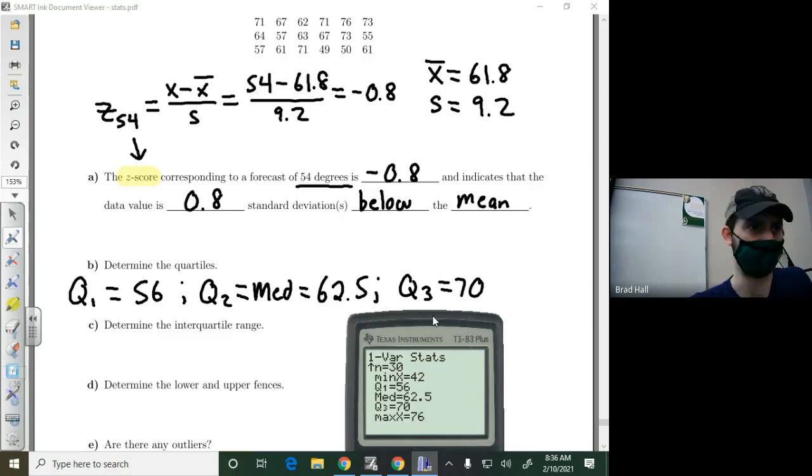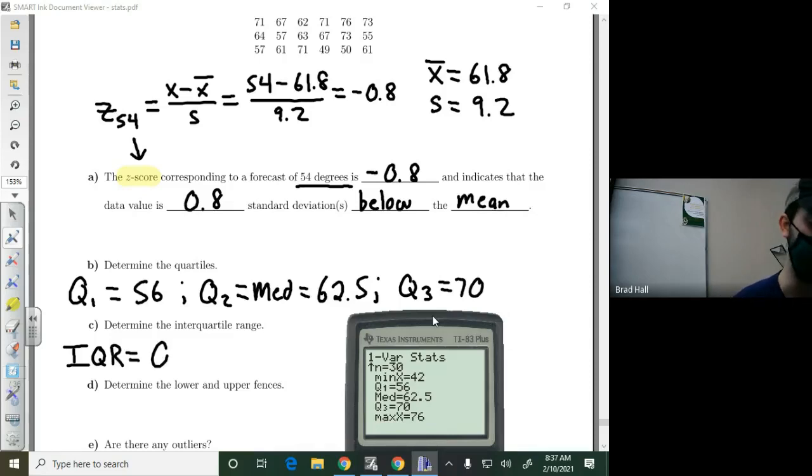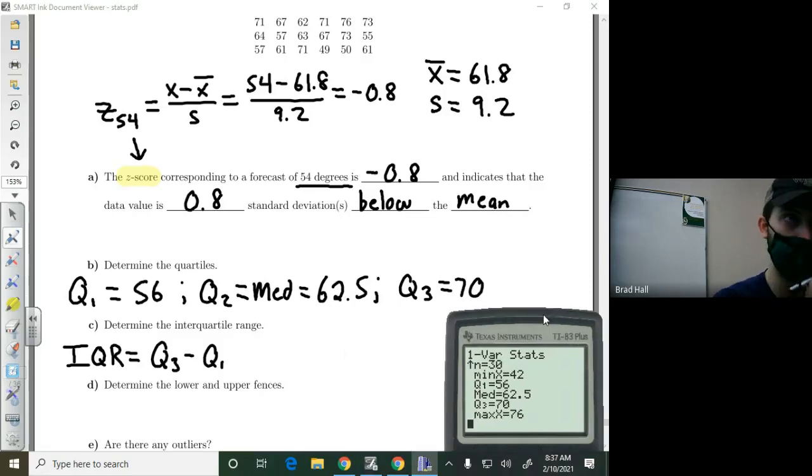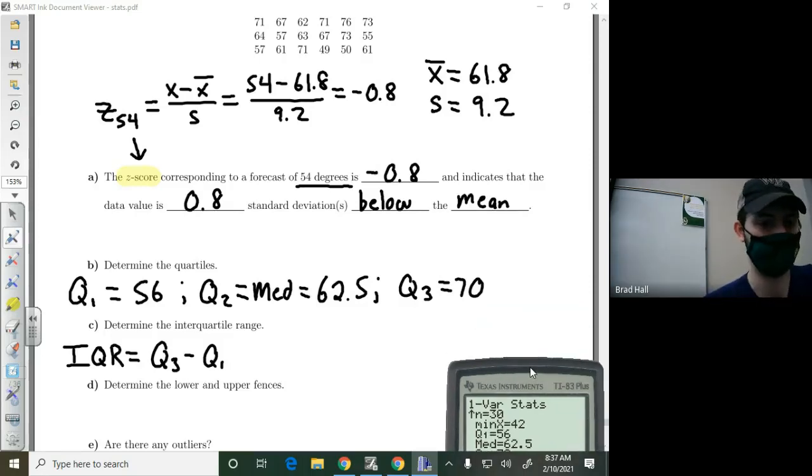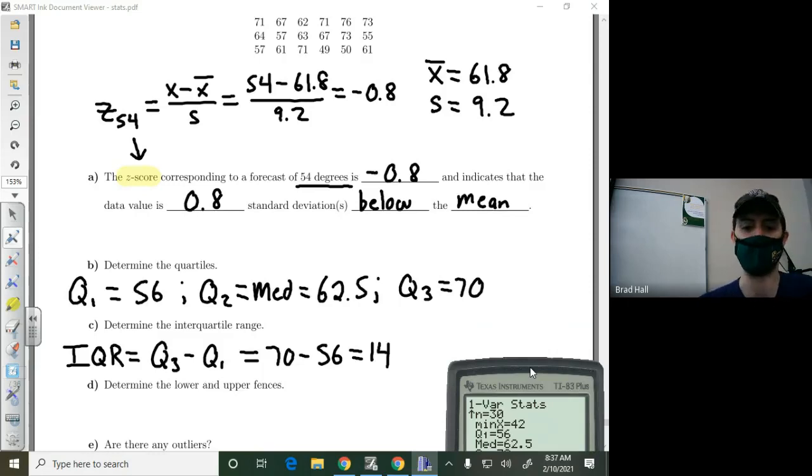And for one of my non-calculator guys, what's the interquartile range in this problem? The interquartile range is Q3 minus Q1. What does that number come out to be? I'll pass this off to one of you. What's that number? Well, I got the numbers right above. 70 minus 56 is 14. That's the interquartile range. It's that easy to find.